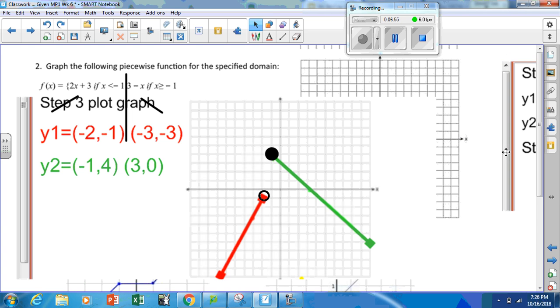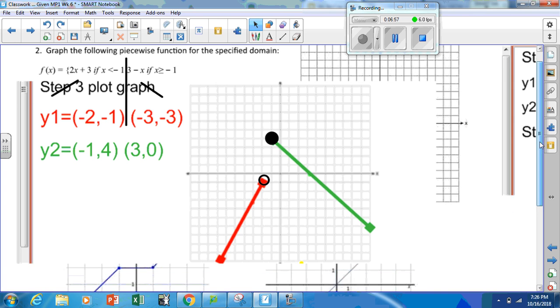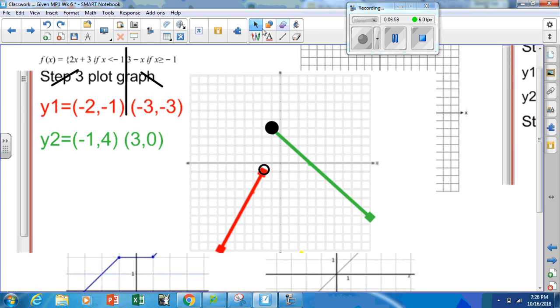All right, and then not unlike my last problem, in order to make this 100% correct, I just need to put the arrows on there so it denotes that it goes on and on. And there we go. Easy peasy.